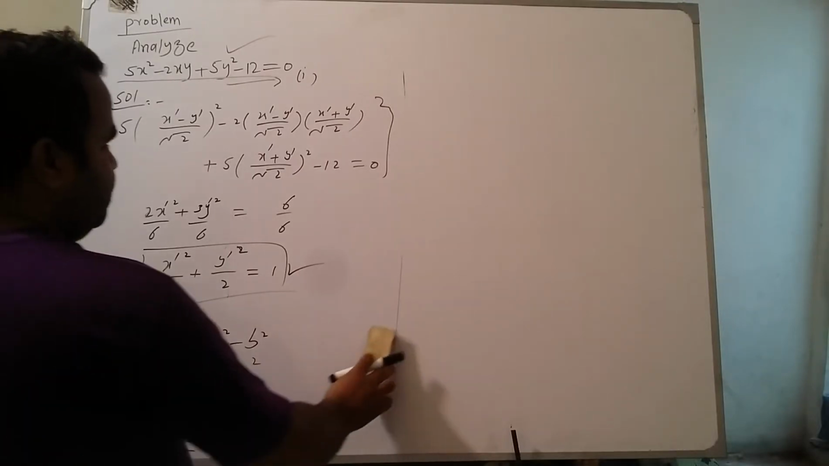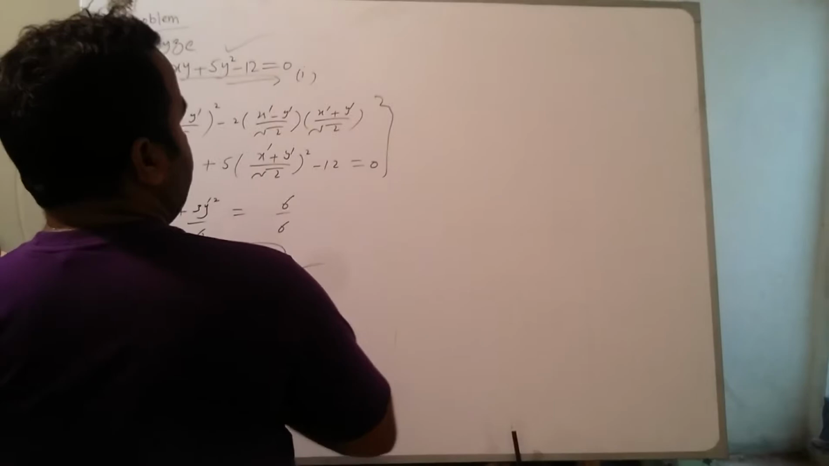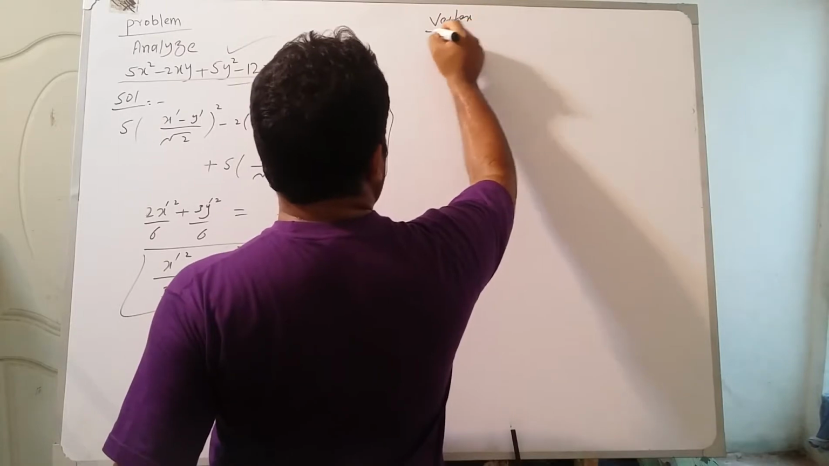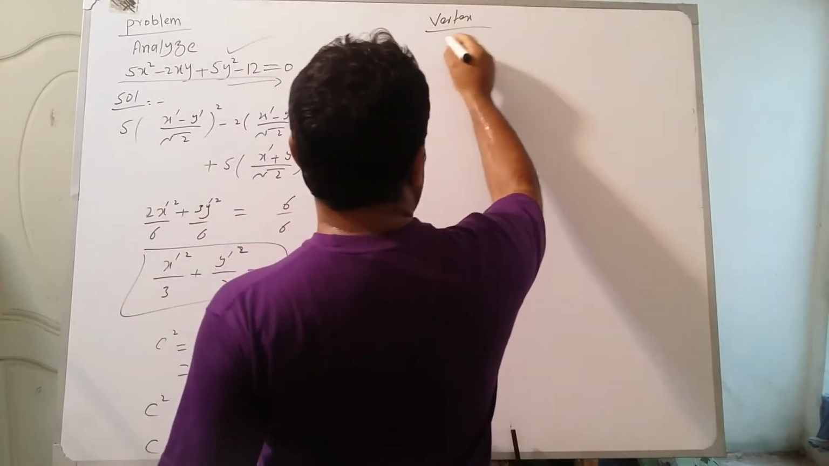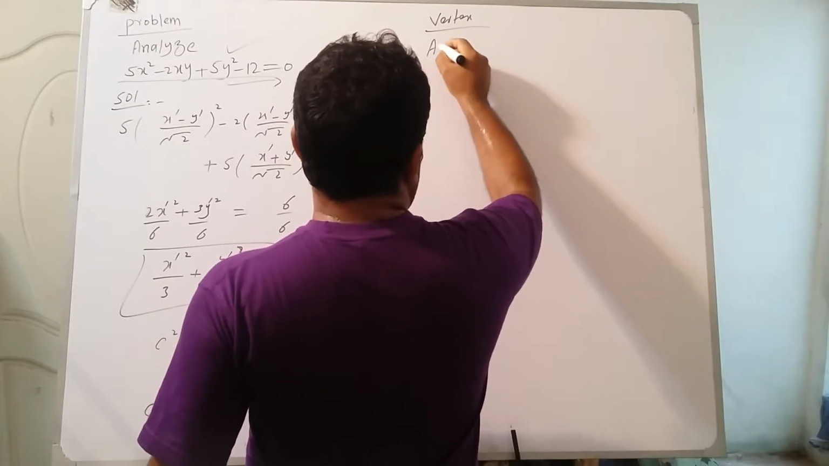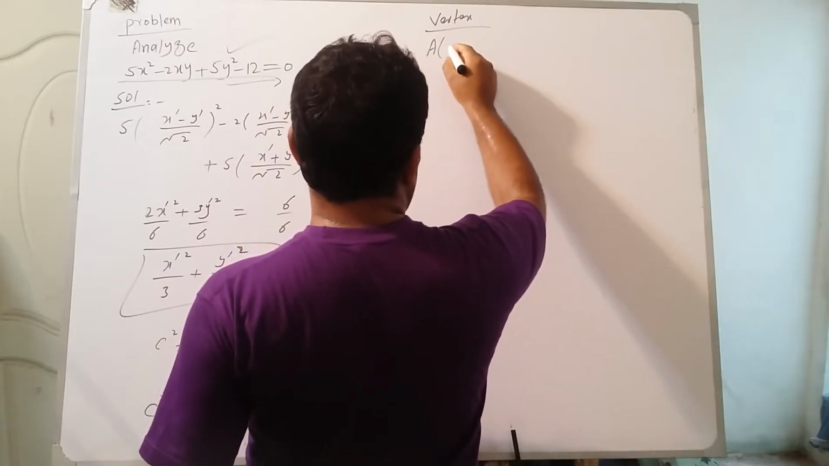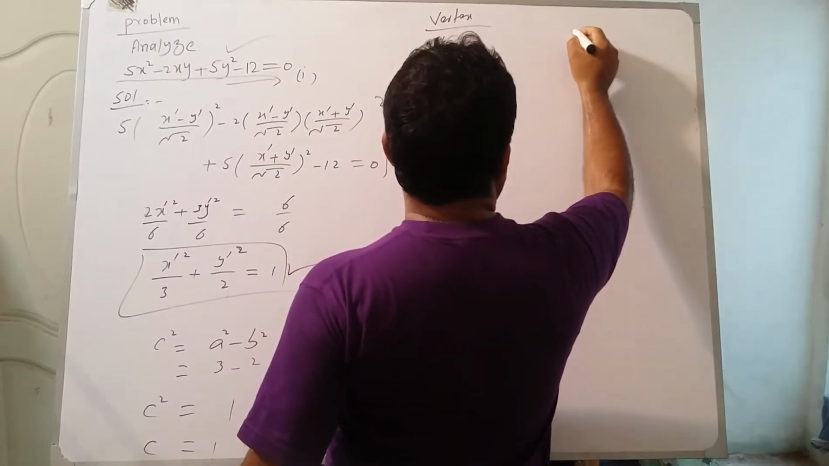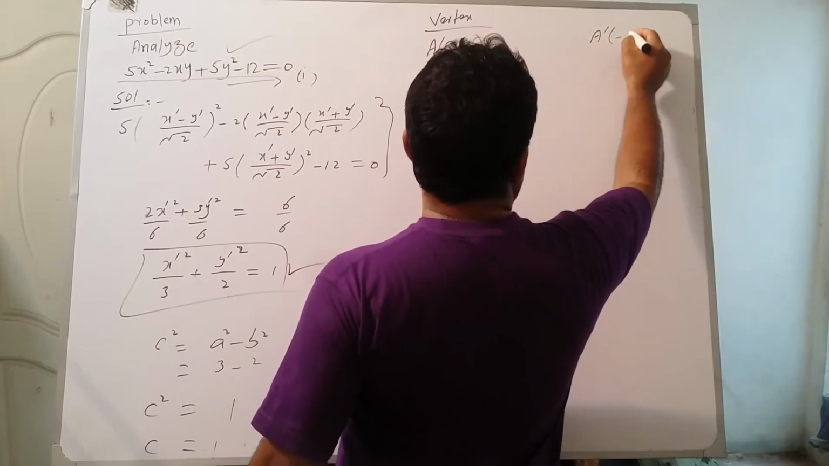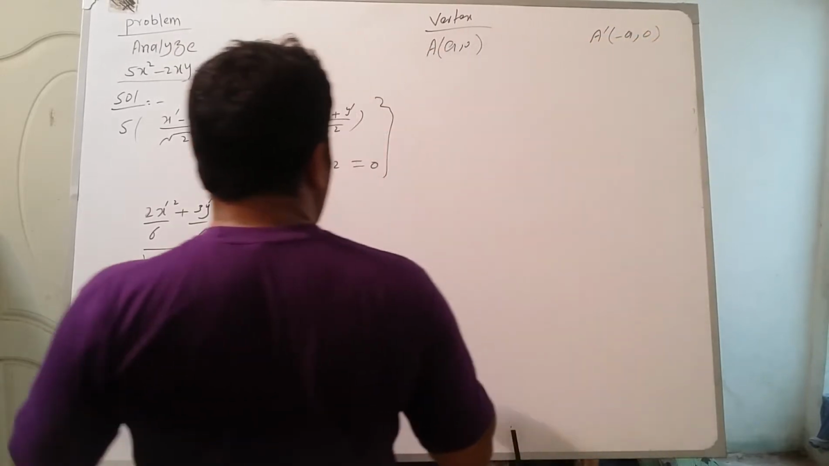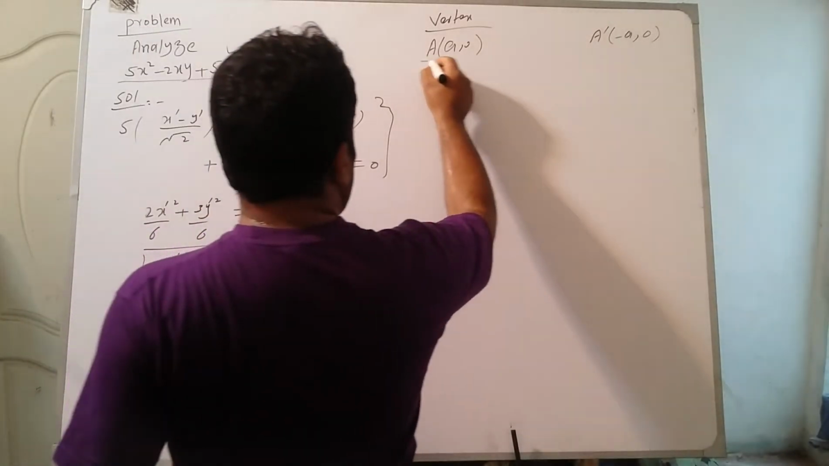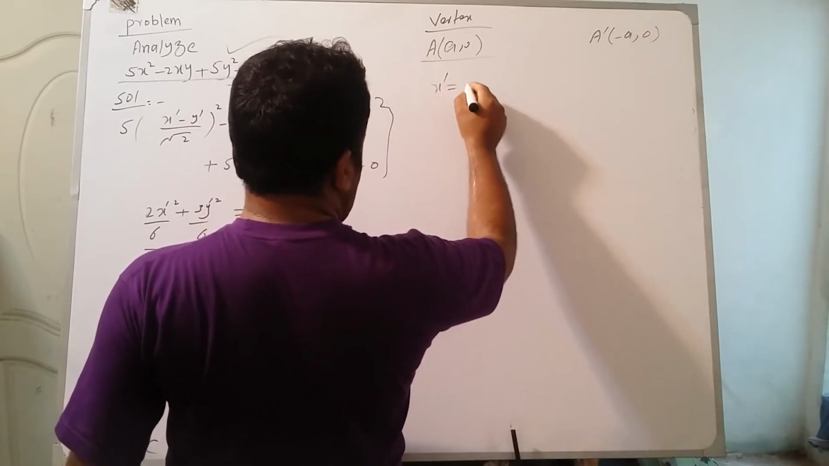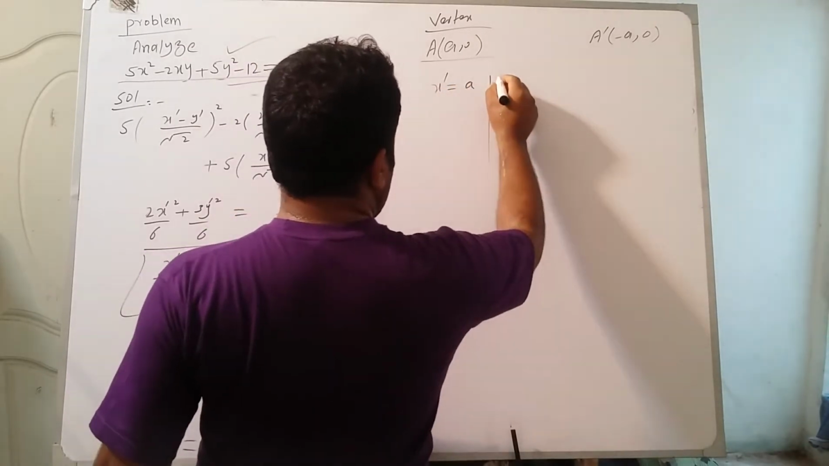For the vertex, we know that our A is (A, 0) and A dash is (minus A, 0). First we find this vertex. It means that x dash is equal to A and y dash is equal to 0.